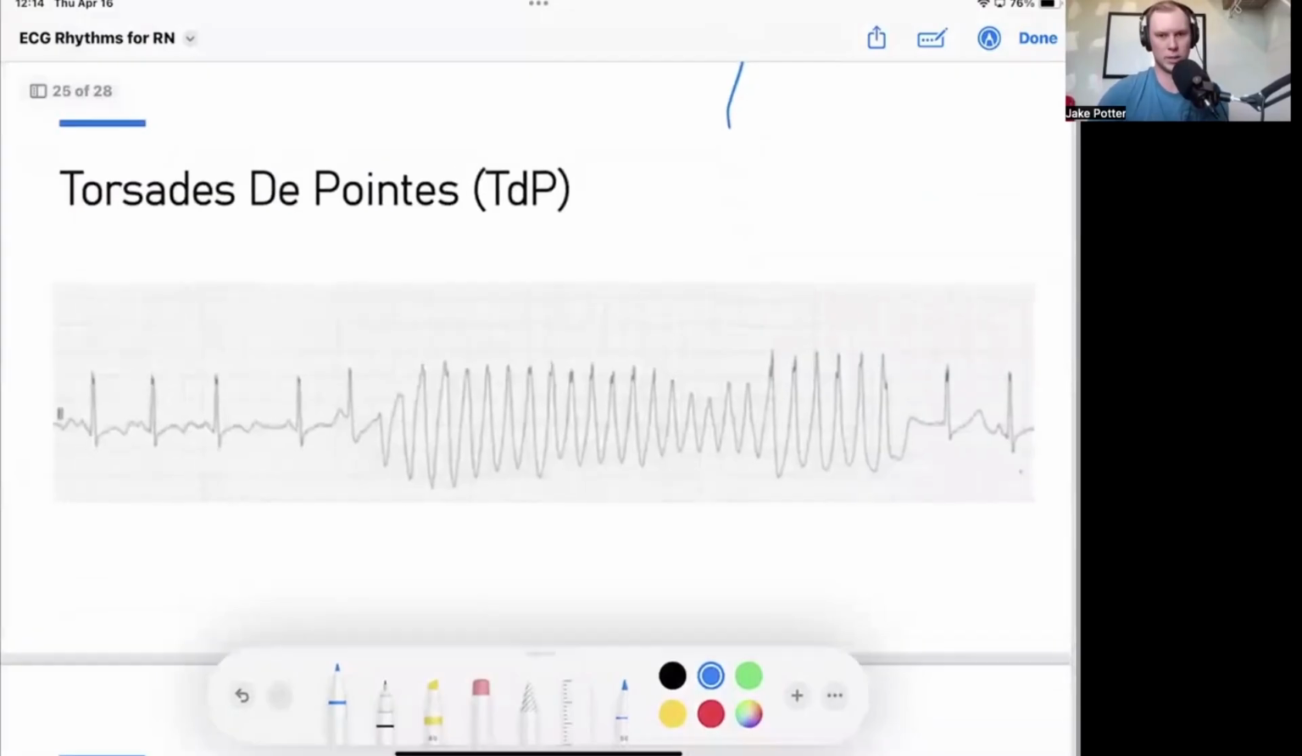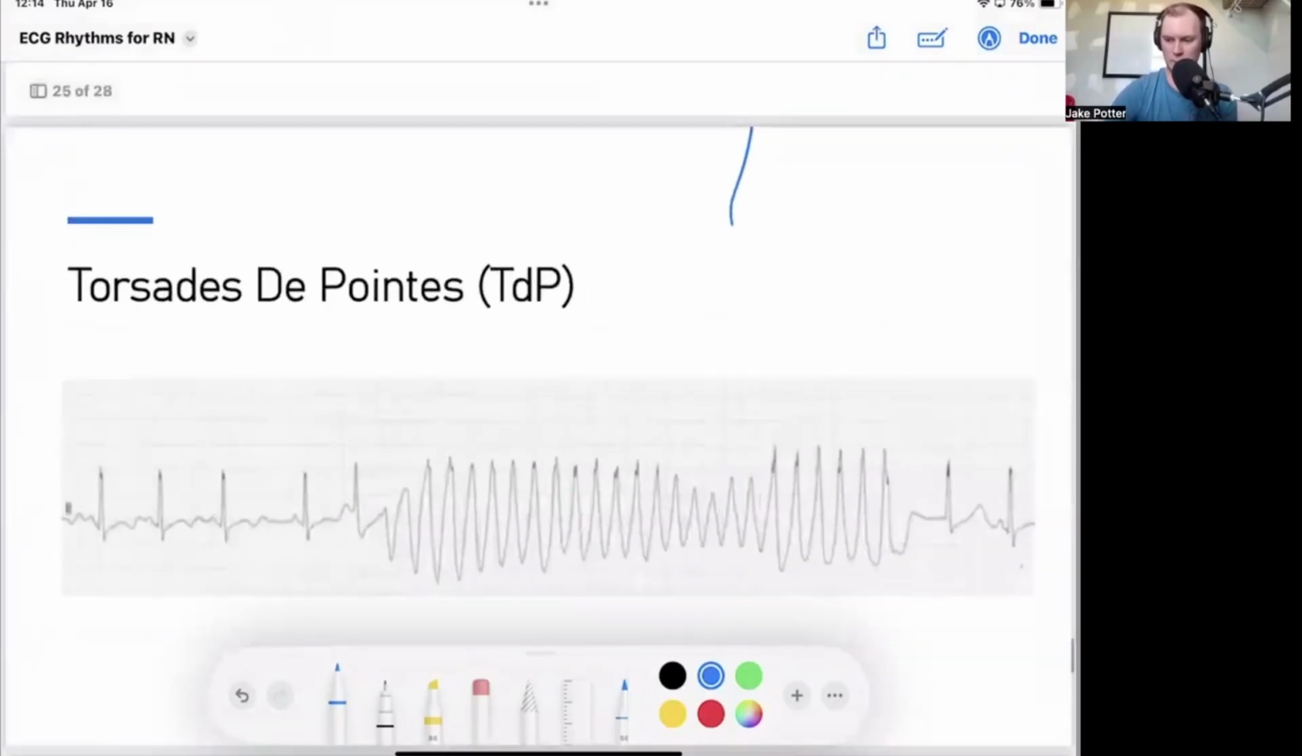Getting towards the end here. This next one is torsades de pointes. It's French. You'll see this abbreviated TDP. This is a type of polymorphic VTAC, so it's a ventricular tachycardia.